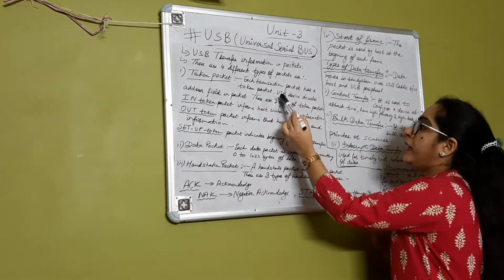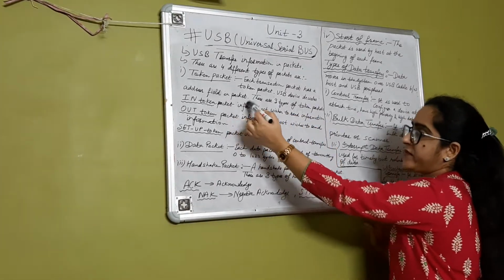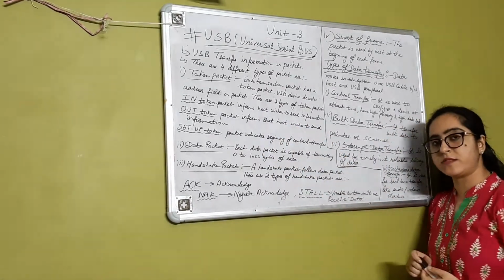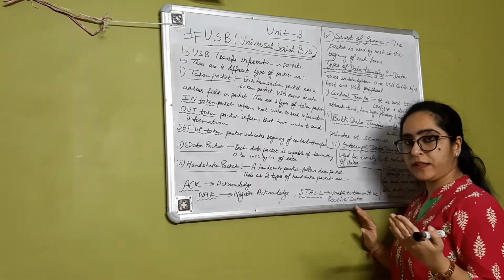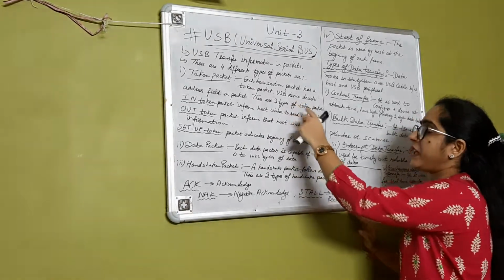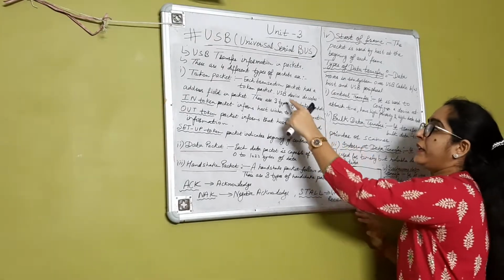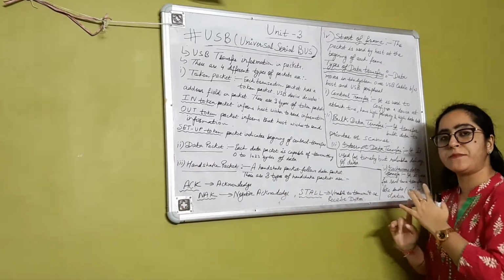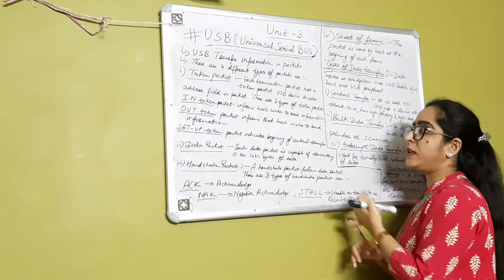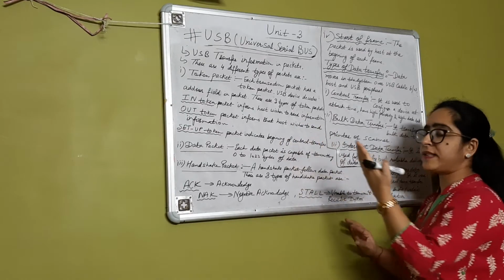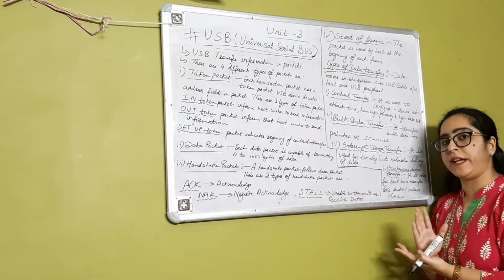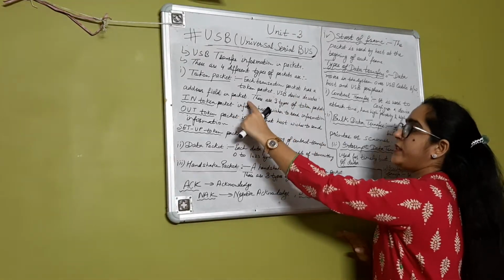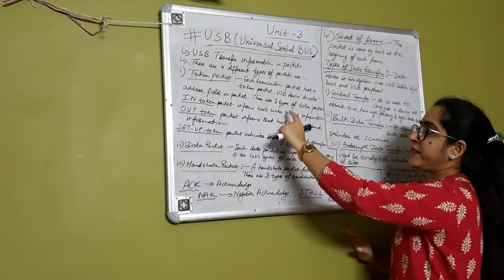Now the USB device decodes the address field in the packet. The packet consists of an address field, a packet ID, and a cyclic redundancy check, which detects whether there is any error bit. The USB device first decodes the address field.